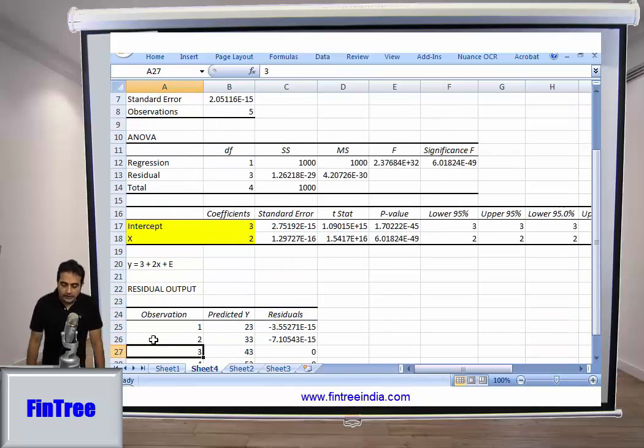Simple linear regression equation: y is equal to a plus bx plus an error term. Below that you can say y is equal to, in our example, 3 plus 2x. Why do we have that error term at the end?